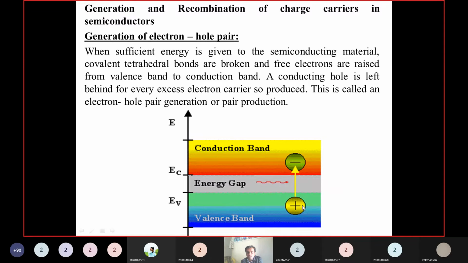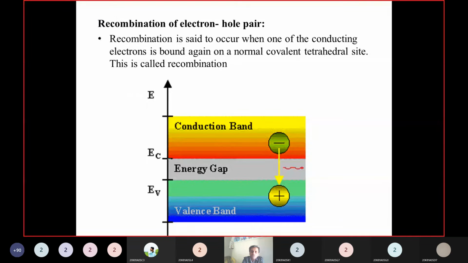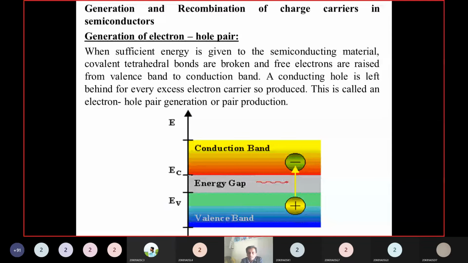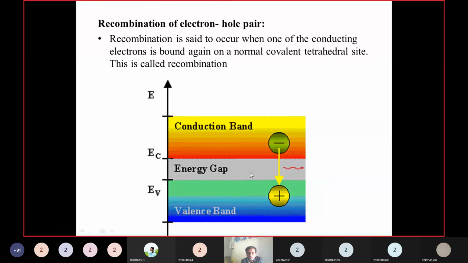This is called pair production. Now, recombination. If you give sufficient energy, it can be any type of energy: thermal energy, electrical energy, or photon energy. Whatever energy you give, the electron goes from the valency band to the conduction band. Now coming to recombination.